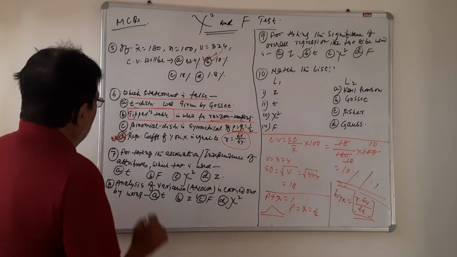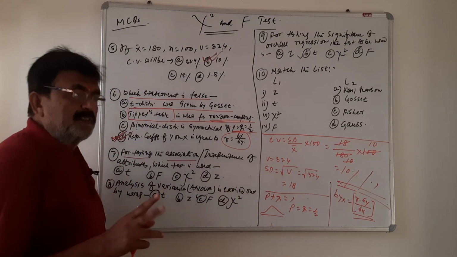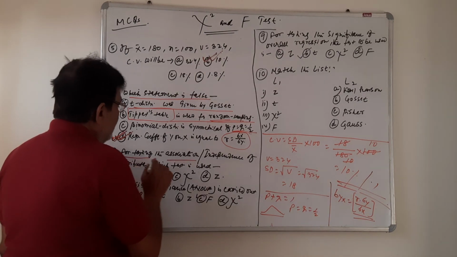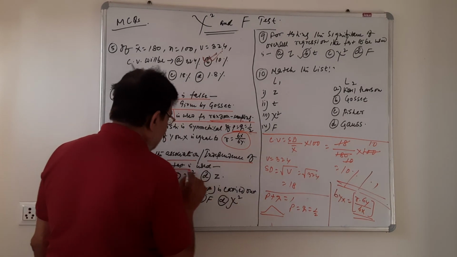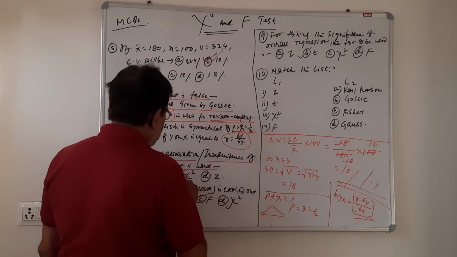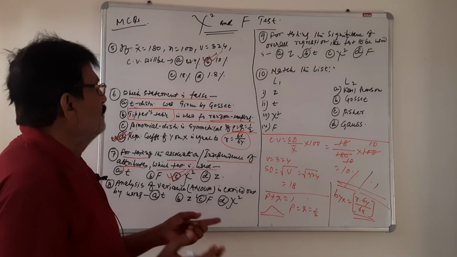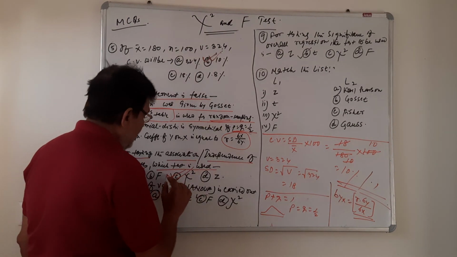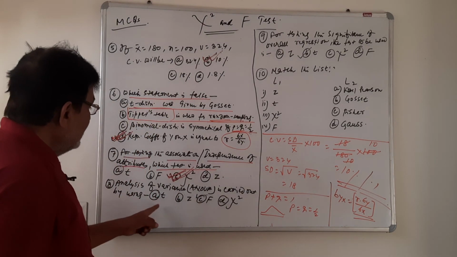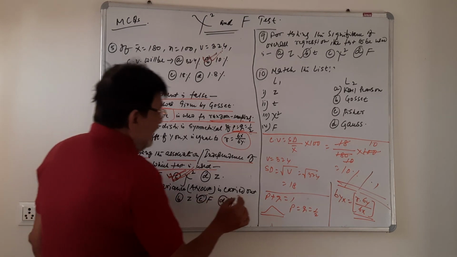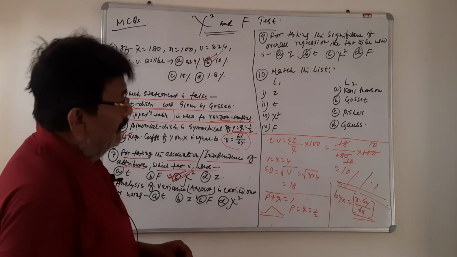Number 7. For testing the association or independence, both are the two sides of the same coin. Just for testing the association or independence of attributes, in a previous video I have explained that particularly and specifically the chi-square test is carried out when we have to test the association or independence of attributes. And it was given by Karl Pearson, a very strong and powerful test. So this is chi-square.